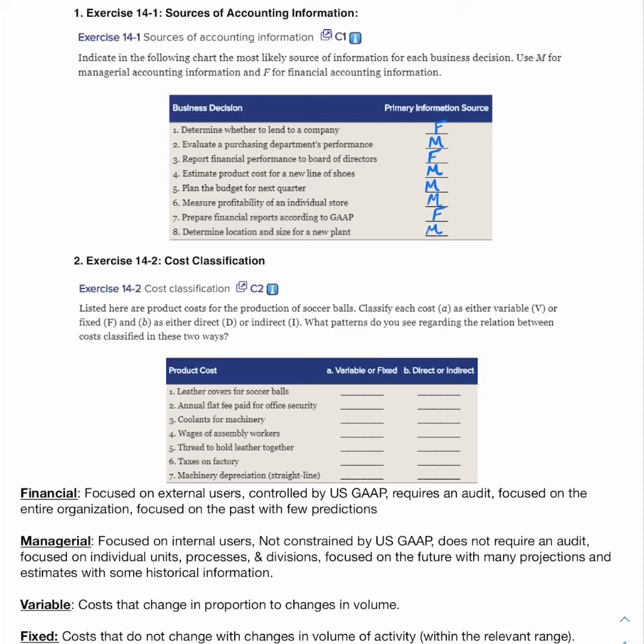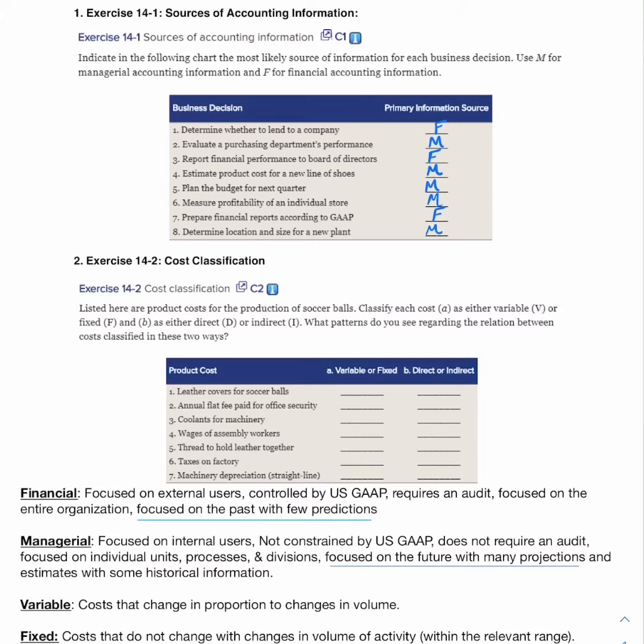The last thing here is the focus as far as time. With financial accounting, we are typically focused on the past with few predictions. With managerial accounting, we're focused on the future with many projections. What this tells us is that financial accounting is often set in stone: this is what happened, we know that's what happened, so here it is. Managerial accounting, on the other hand, does the opposite, and says, let's plan for the future. Let's see what's happening, and we're going to make adjustments as we move along. So it's two different focuses for the two different types of accounting.